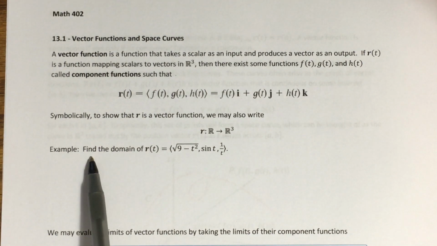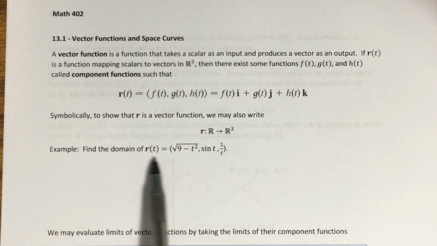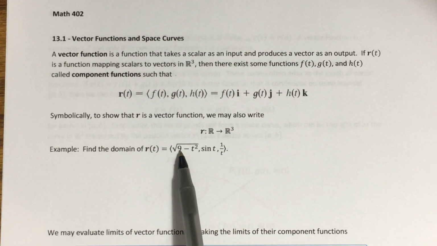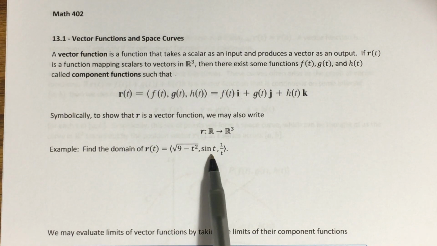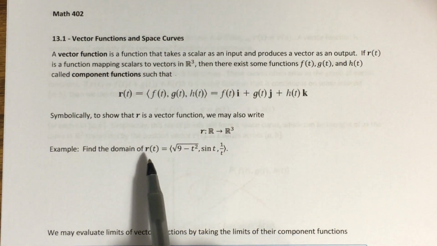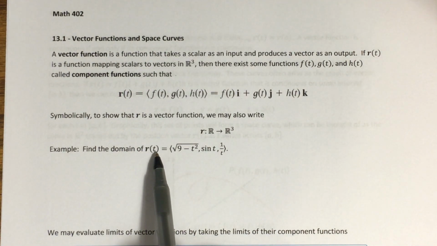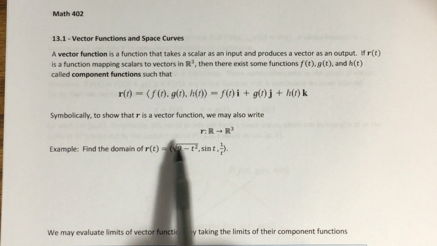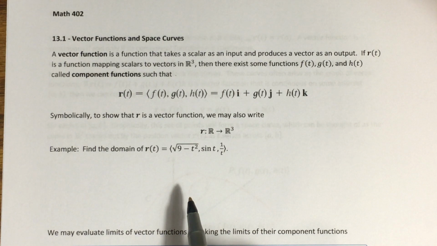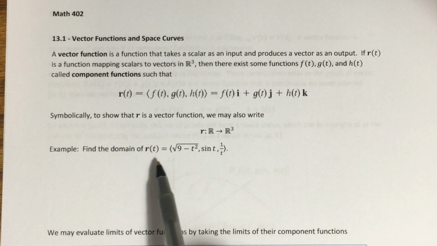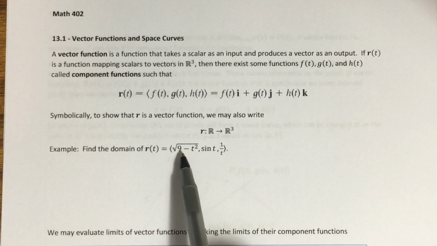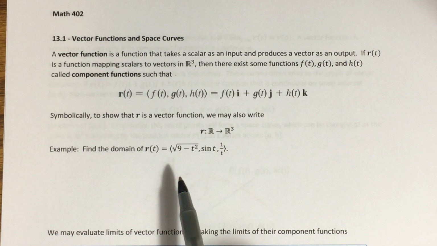So moving on, the first example we want to look at is finding the domain of a vector function. R of t equals square root of 9 minus t squared. That's our first component function. Sine of t, that's our second component function. 1 over t, that's the third. So basically, in order for a scalar t to be in the domain of this function, it needs to be something that belongs to the domain of all 3 component functions simultaneously. And what's helpful here is to just look at the domains of each individual component function and then take the intersection of those. So determine what parts of each domain all 3 functions have in common.